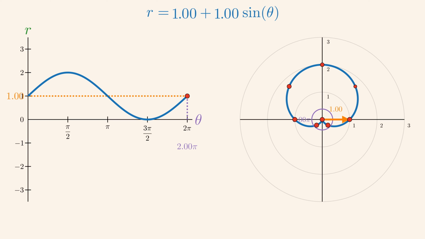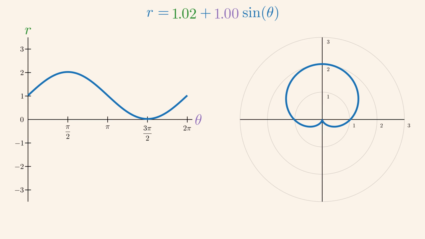It's called a cardioid because if you were to flip your screen vertically, the shape looks like a heart. The first parameter is this green constant over here. And the second parameter is this purple coefficient.